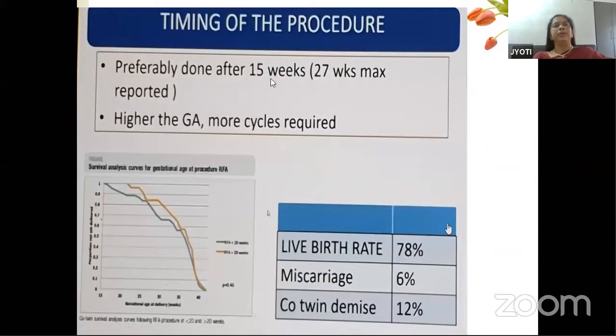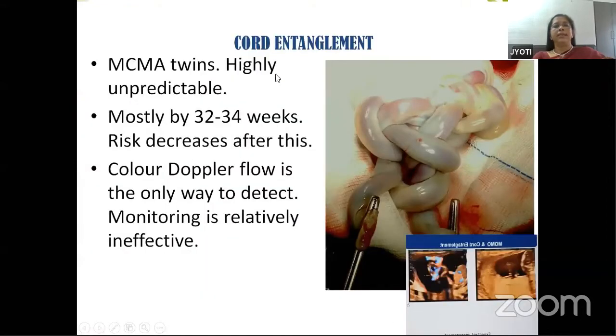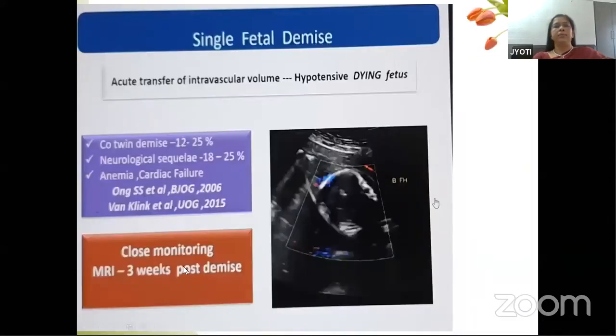And when do you do it? You usually do it after 15 weeks. The higher the gestation age, more cycles are required. And this is a study which gives a very good live birth rate and a cord demise of only 12%. Cord entanglement is seen in MCMA twins, mostly by 30 to 34 weeks. You have to do a Doppler and find out these babies.